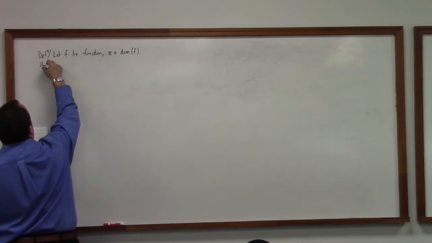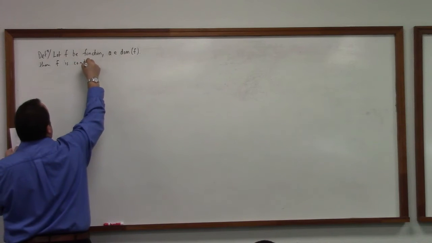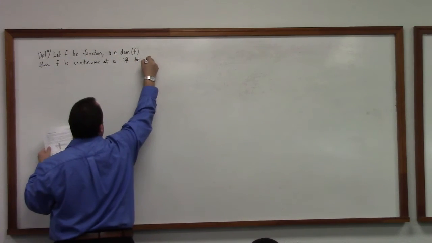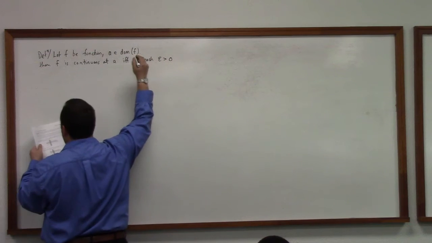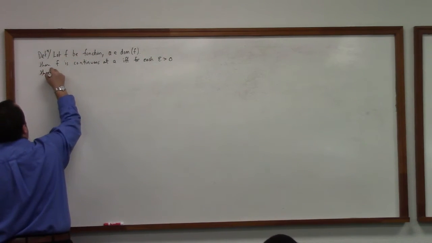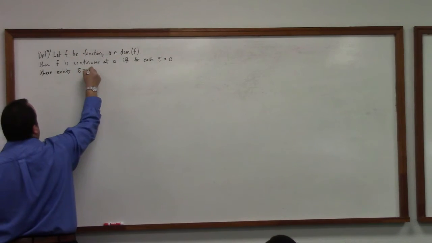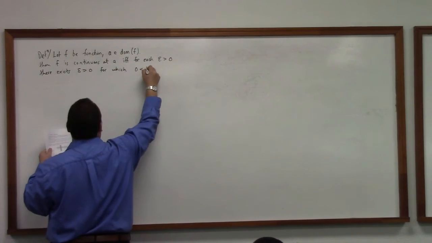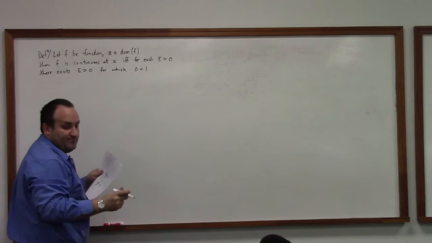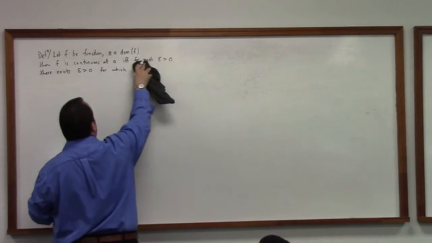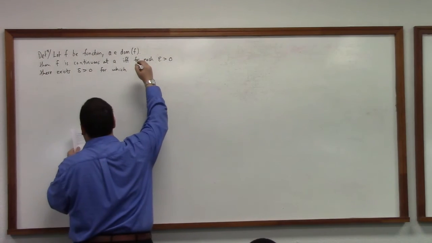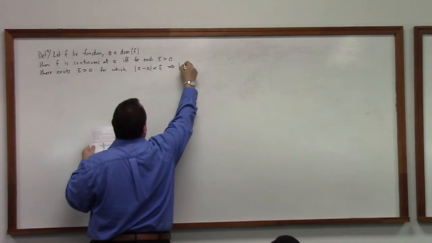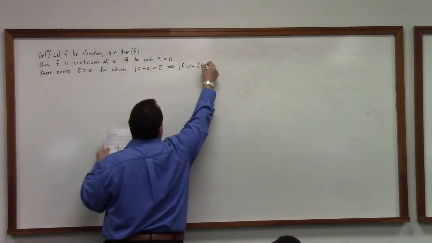Then f is continuous at A if and only if for each epsilon greater than 0, there exists delta greater than 0 for which, this time, no 0, the absolute value of x minus a less than delta implies the absolute value of f of x minus f of a is less than epsilon.